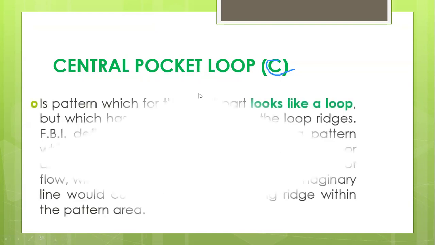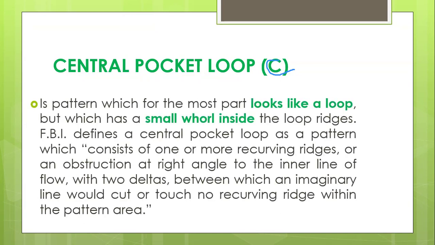Another set of examples. Now, another type of whorl pattern is the central pocket loop. Central pocket loop whorl, where its sign is this: the sign is C. Earlier, the plain whorl was W. This central pocket loop whorl is C. What is a central pocket loop?